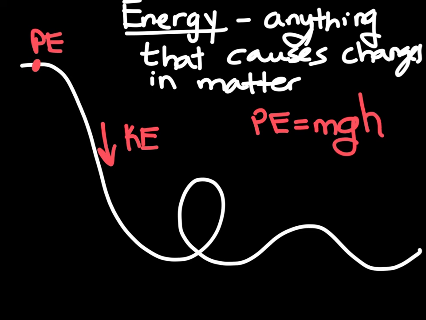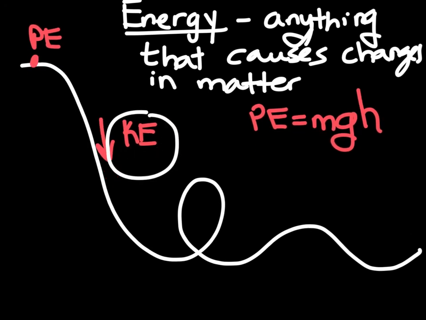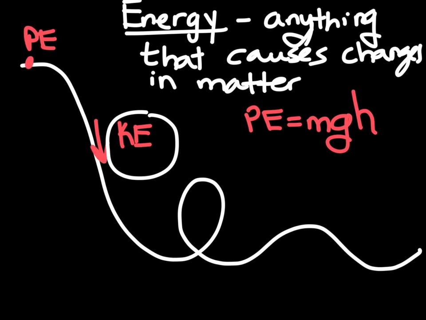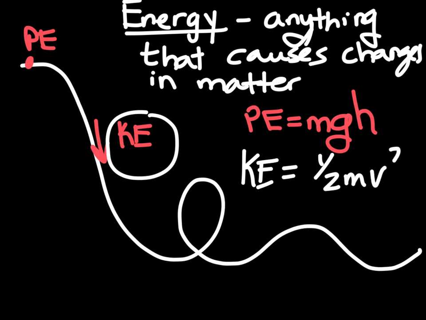Potential energy is converted into kinetic energy on the way down the coaster. And that formula is 1/2 the mass of the object times the velocity of that object squared. And we've been working with these formulas quite a bit.